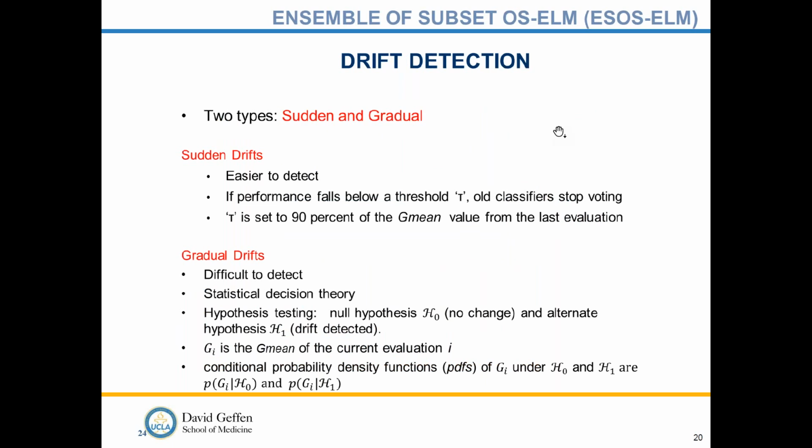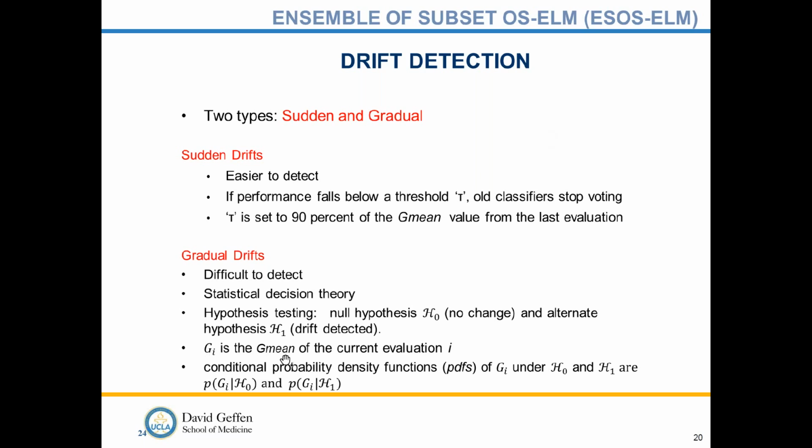So generally there are 2 types of drifts to be detected. One is sudden, the other one is gradual. Sudden drifts are easier to detect because if the performance falls below a certain threshold, you can just remove that particular classifier. But gradual drifts are difficult to detect because the performance degrades gradually, and sometimes it can be mistaken as noise. So we use statistical decision theory, in which we apply hypothesis testing.